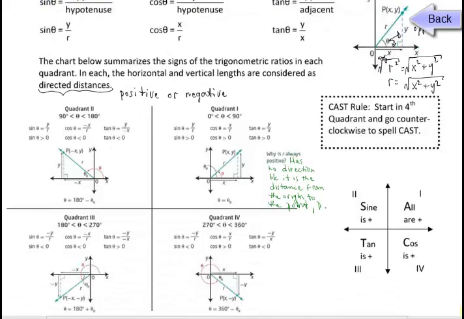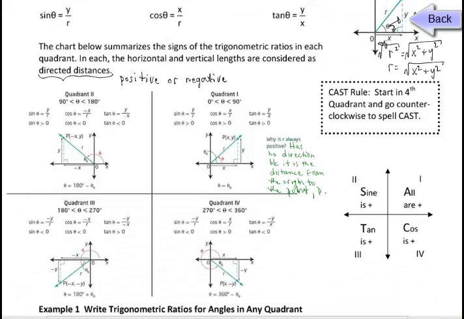Okay, so let's take a look at our diagram. We'll start in the first quadrant. We already know from above that sine theta is y over r, cos theta is x over r, tan of theta is y over x. Both the coordinates x and y are positive in the first quadrant, so that means that each of your trig ratios must be positive. And so we say sine of theta is greater than 0, cos of theta is greater than 0, tan of theta is greater than 0. And remember, when we say greater than 0, we mean positive.